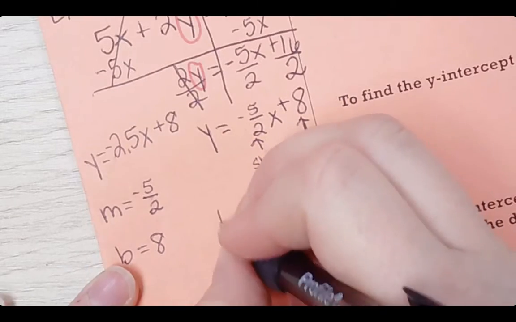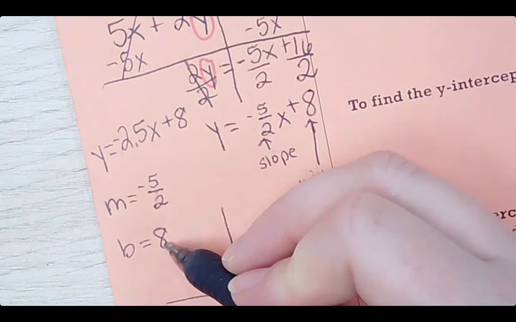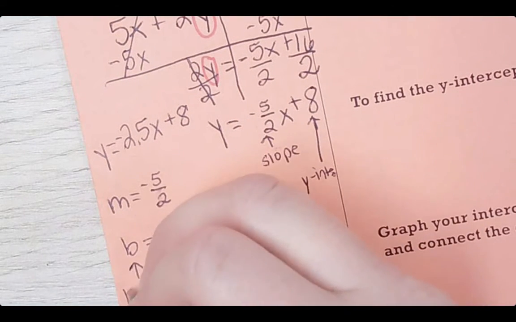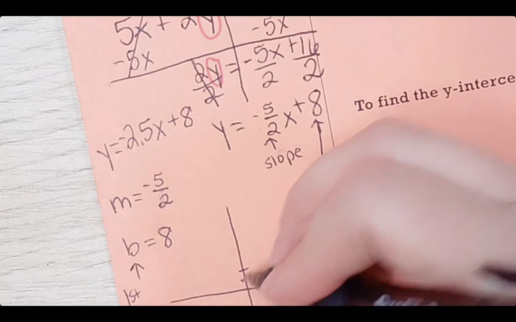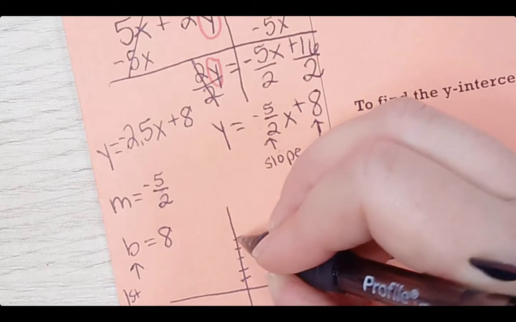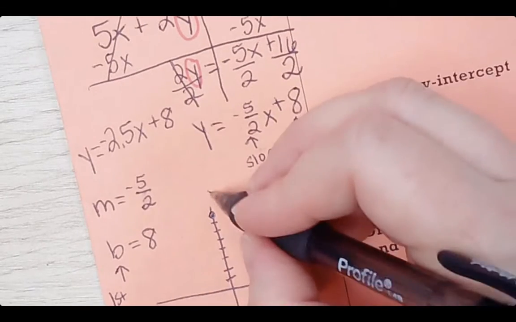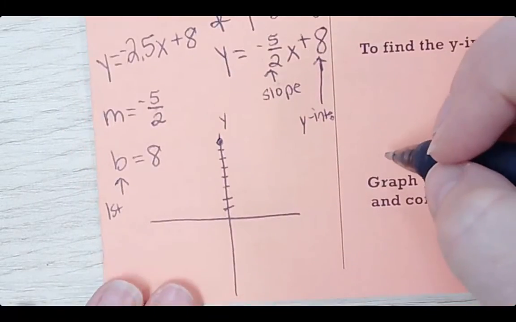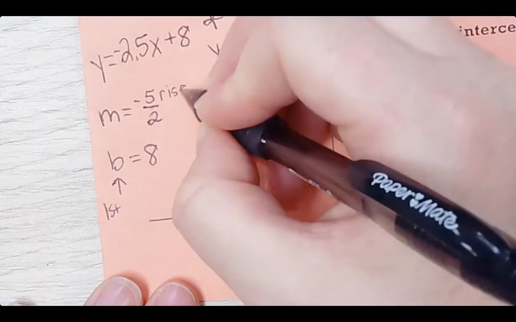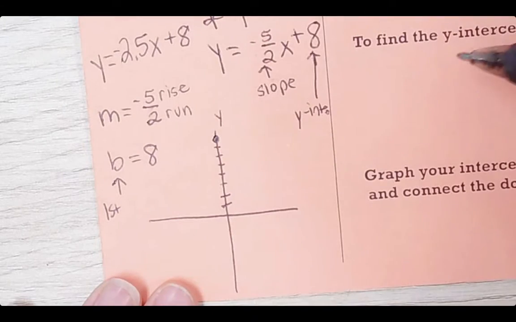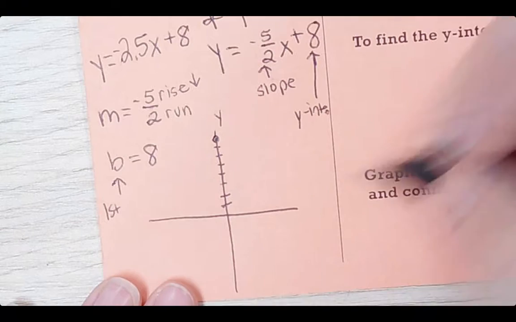Okay, so let's say we wanted to graph it. We would graph our 8 first, remember? I'm just going to draw some lines. 1, 2, 3, 4, 5, 6, 7, 8. And put a point. So that's on our y-axis. It's our y-intercept. And then 5 over 2. So that means rise negative 5 and run 2. But since we're rising negative 5, that actually means we're going to go down 5 and over 2.